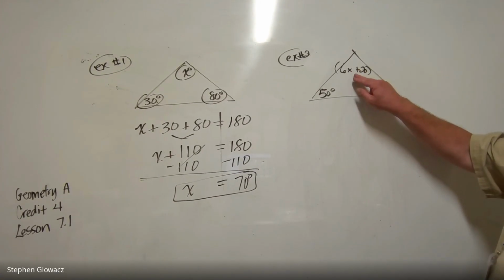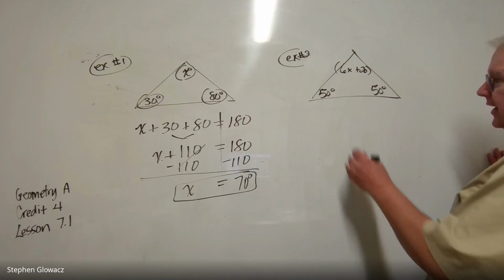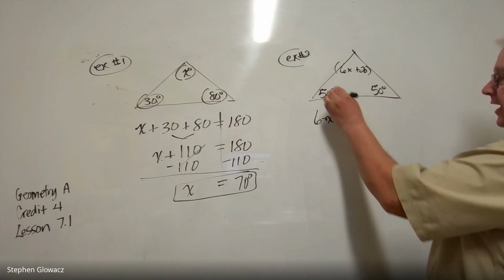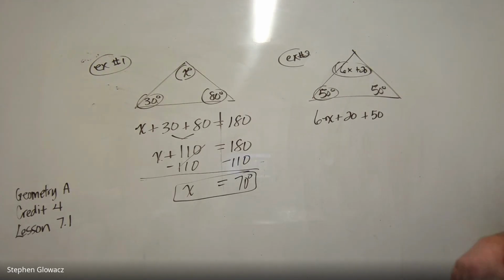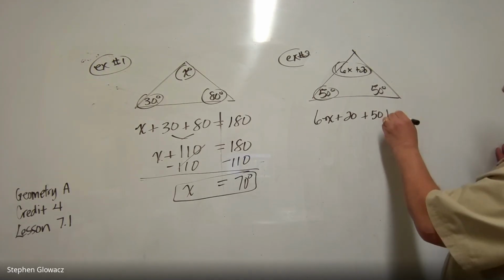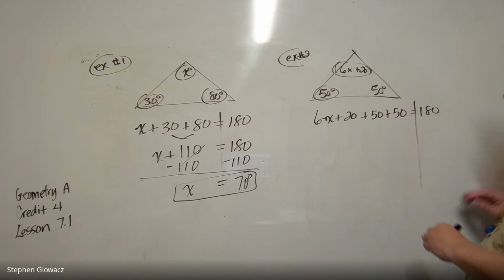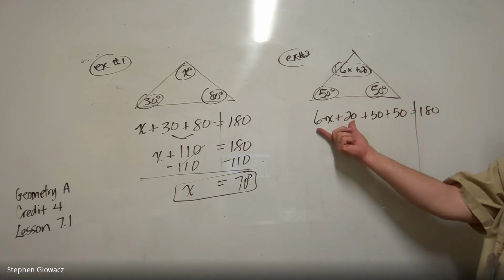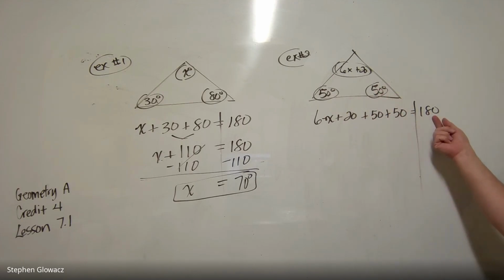We just have a slightly different expression for our missing angle here, 6x plus 20. So we have 6x plus 20 plus 50. Let's go ahead and circle these as we write them. Plus another 50 equals 180 degrees. And again, it's because the sum of all three angles, 6x plus 20 plus 50 plus another 50, is 180 degrees.